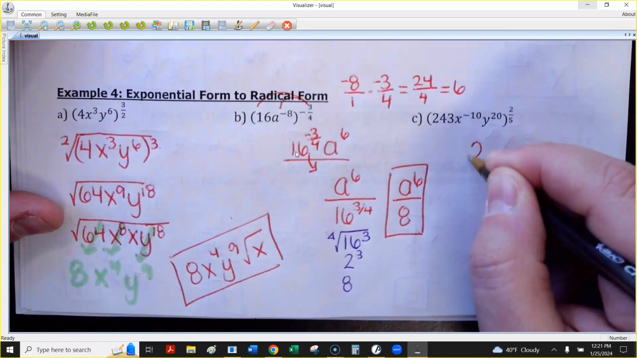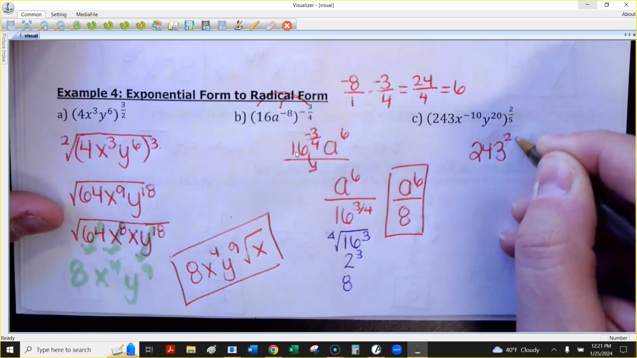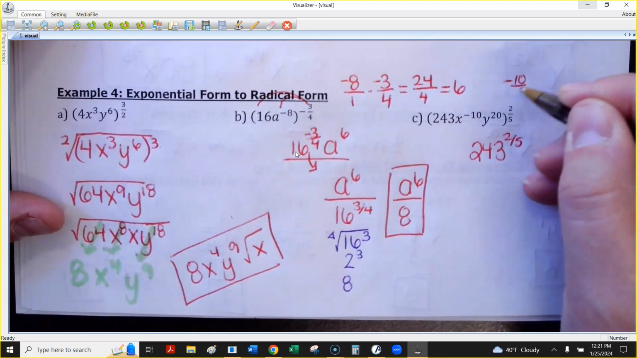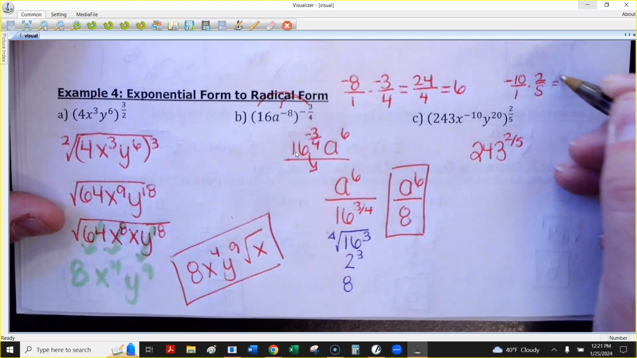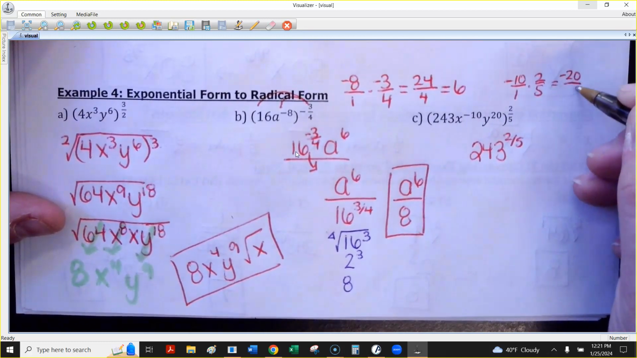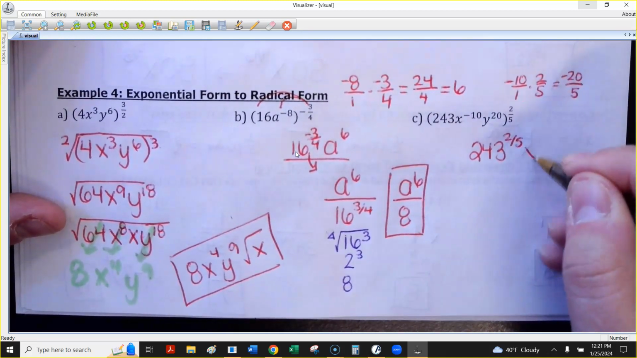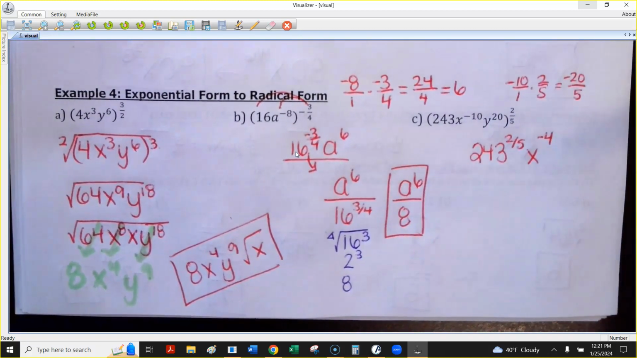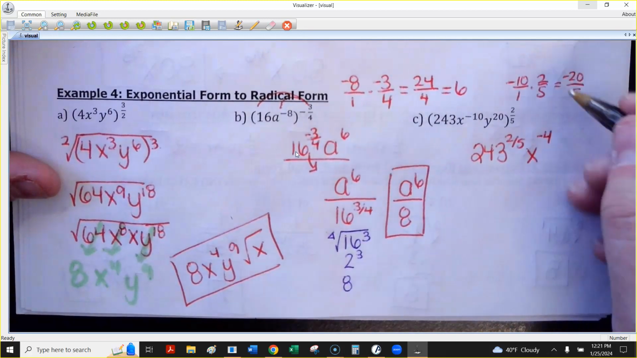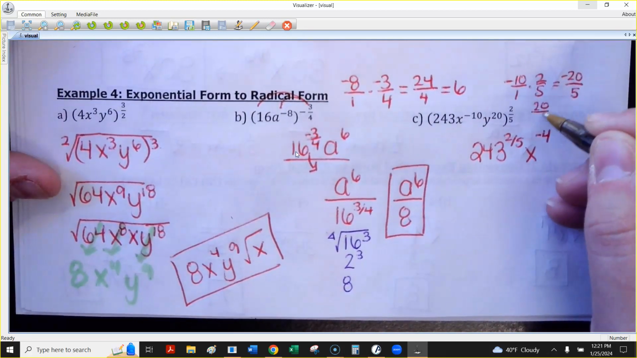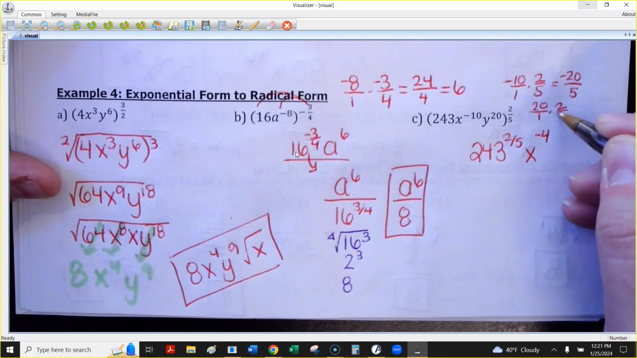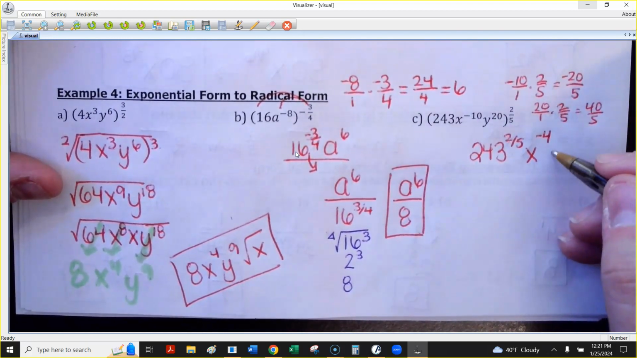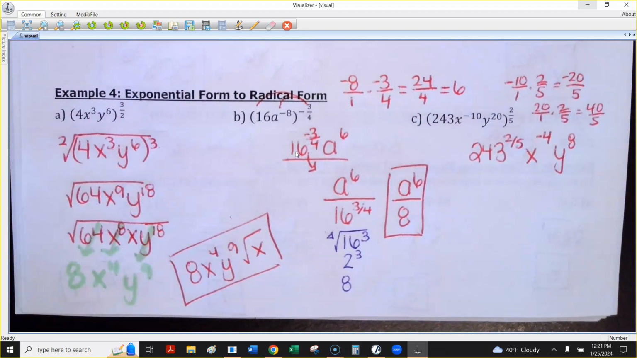So 243 to the 2/5. Now, power to a power, I'm going to multiply the exponents. So negative 10 times 2/5 is going to become negative 20 over 5. So I'd have x to the negative 4. That's not going to be a radical, but we're going to put that in the bottom of the fraction. And then positive 20 times 2/5 would be 40 over 5. So that would end up being y to the 8th. So we're not going to have any radicals with our variables there.